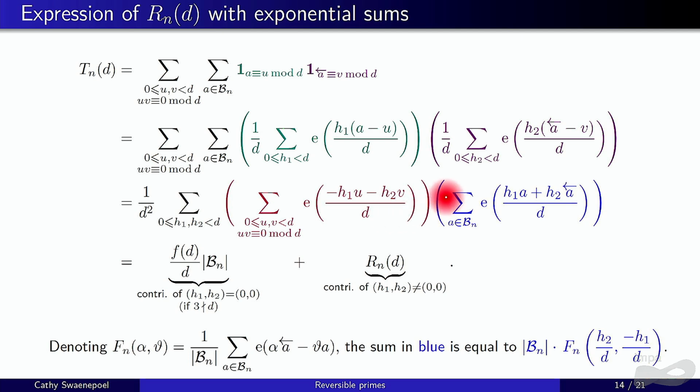Since this exponential sum is very important, we introduce a notation for it. We denote by capital Fn of alpha and theta this exponential sum, and we normalize with this factor. With this notation, the sum in blue here is equal to the cardinality of Bn times our function Fn evaluated at h2 over d and minus h1 over d. So to prove Lemma 5, our main technical result, we need to prove essentially two kinds of bounds regarding these values.